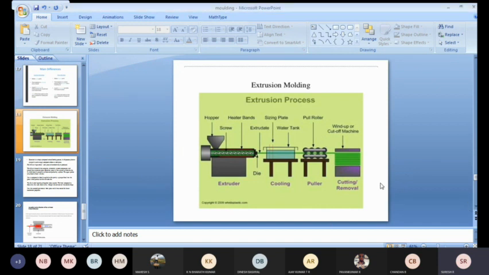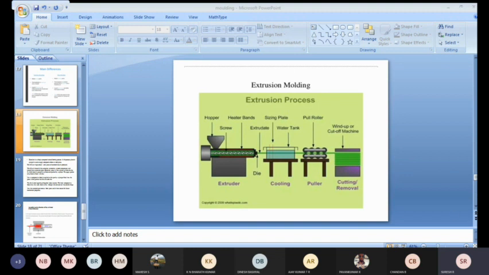So we're going to complete with another important topic, okay? The extrusion process. This is also an important thing. If you can, check out the diagram. This is the schematic diagram of the extrusion process, okay?